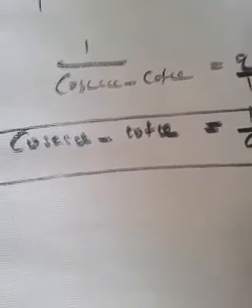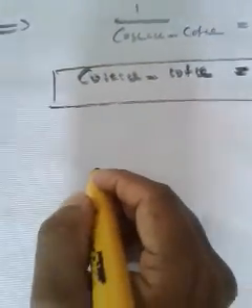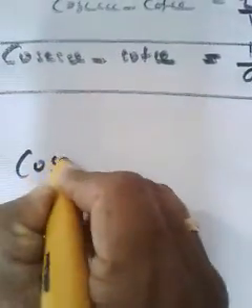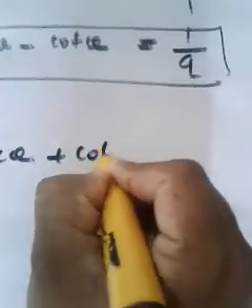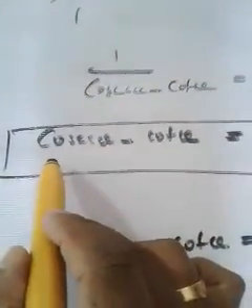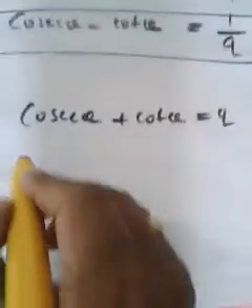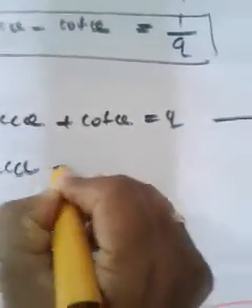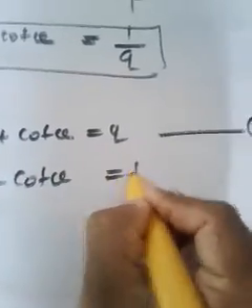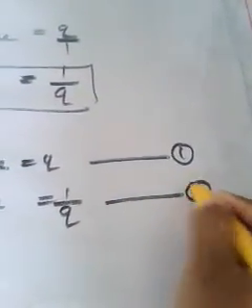Then we have to find out the value of sin theta and sec theta. Which expressions do we have now? The first given thing is cosec theta plus cot theta is equal to q. Let it be the first expression. And the second expression we already proved just now: cosec theta minus cot theta is equal to 1 by q. Let it be the second expression.